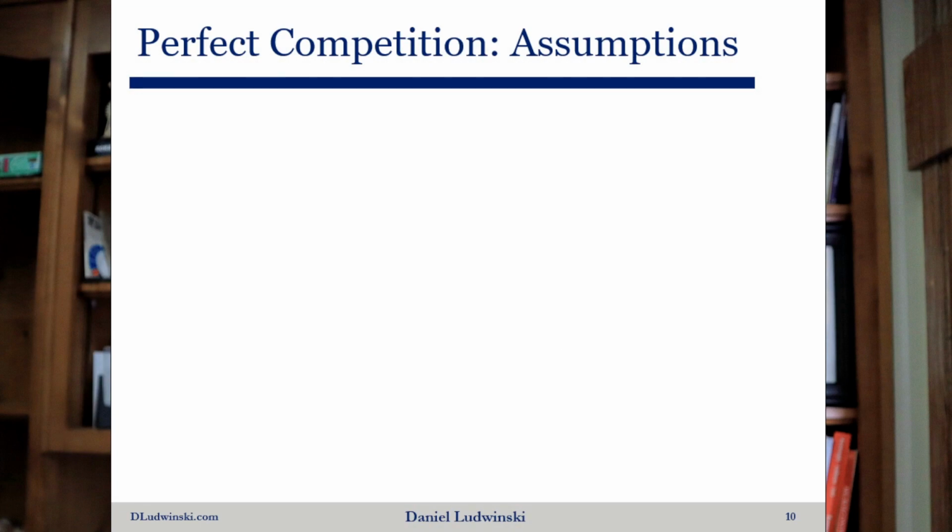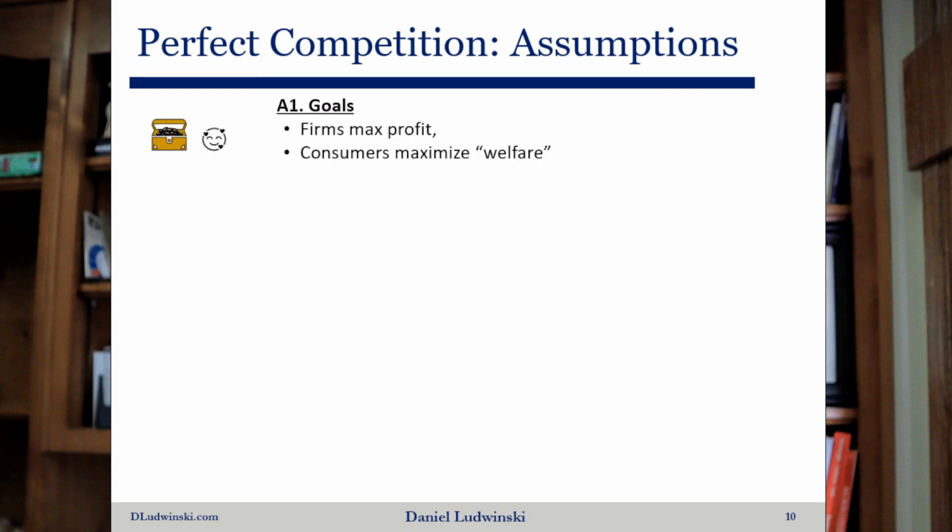And so I'm going to define it by talking about the 4 assumptions that we make with perfect competition. The first one we already talked about. It's that the firm's goal is to maximize profit. And we already have talked about consumers. They're still maximizing their welfare.